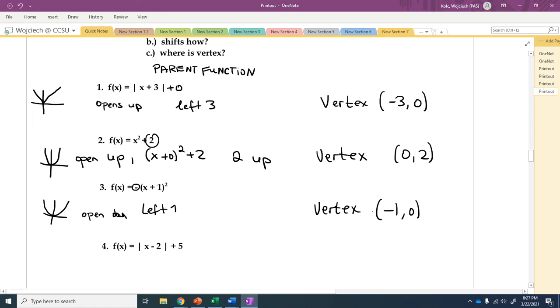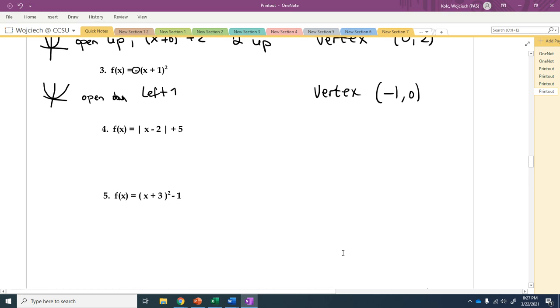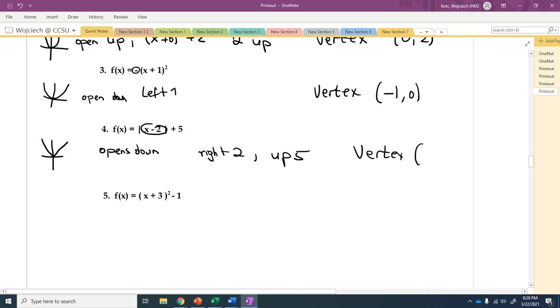Question number 5. The parent function is V, opens down. Okay, x minus 2 means right 2. Plus 5, this 5 is outside, that's your k, which means up 5. So your new vertex, please remember, the original vertex is 0, 0. So the new vertex would be 2, 5.